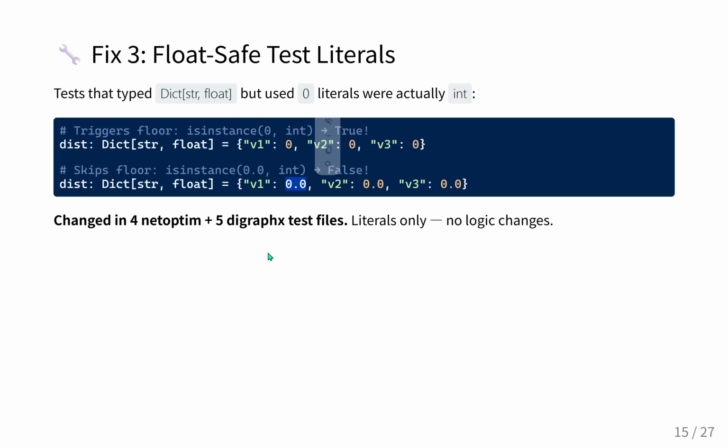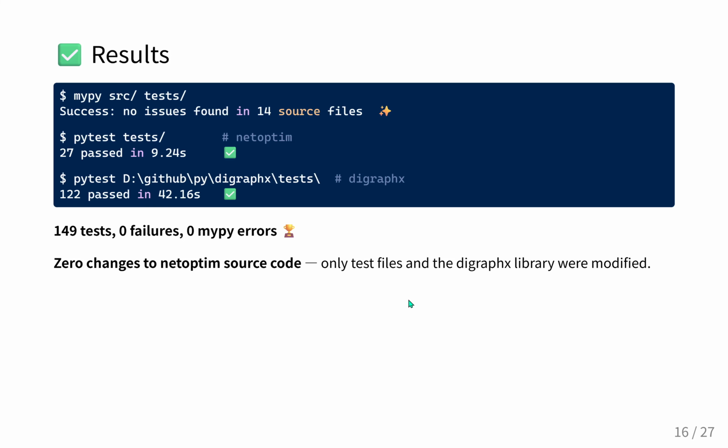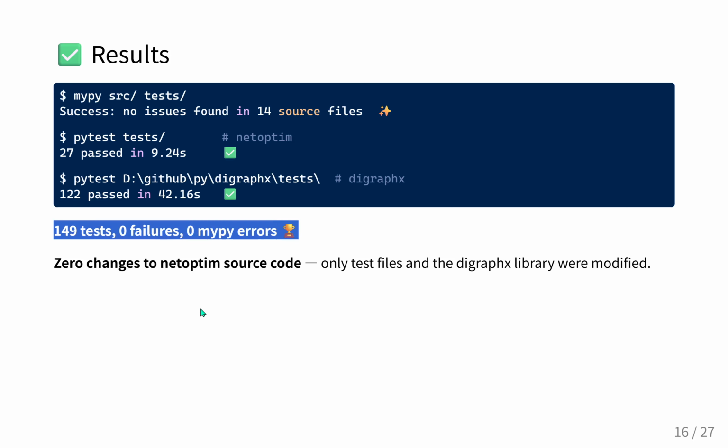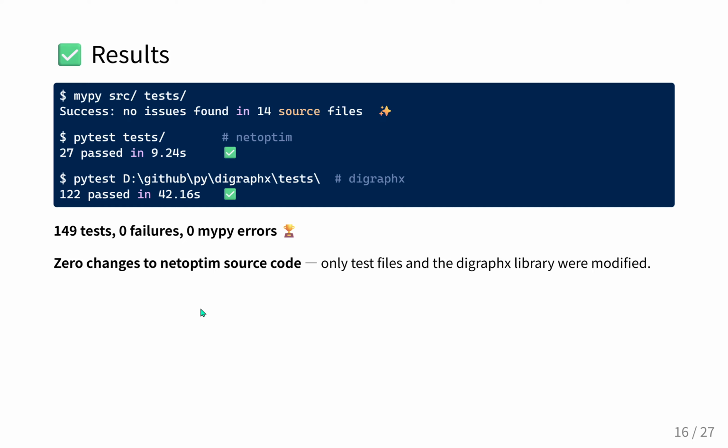So a typed float dictionary actually used 0.0, but the payoff was immense. It really was. After making these structural and explicit changes, they ran the suite. 149 tests, 0 failures. 0 type checking errors. Beautiful. And the most amazing part, 0 changes were needed in the core source code of the algorithm itself. All the fixes happened in the surrounding digraphics library and the test files. Which is the hallmark of a true architectural victory. They solved the problem at the boundary, preserving the integrity of the core logic.